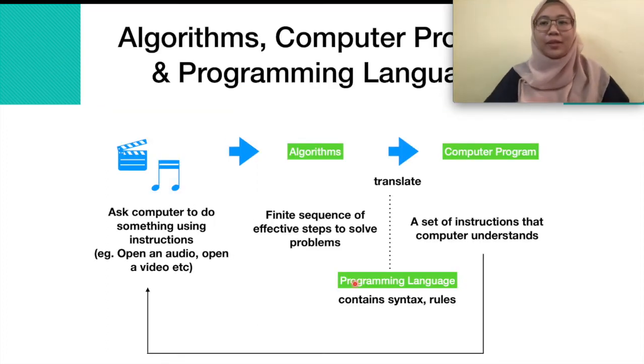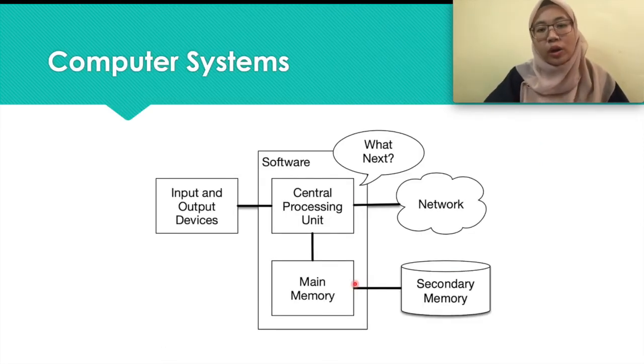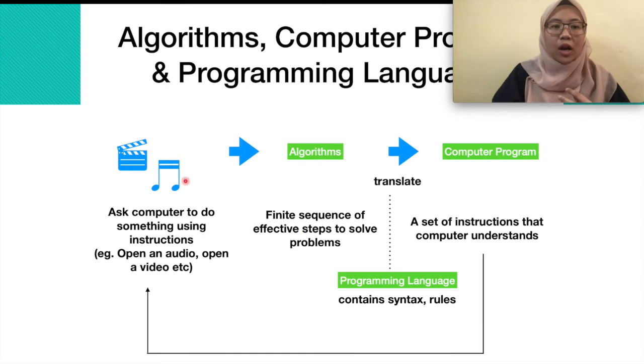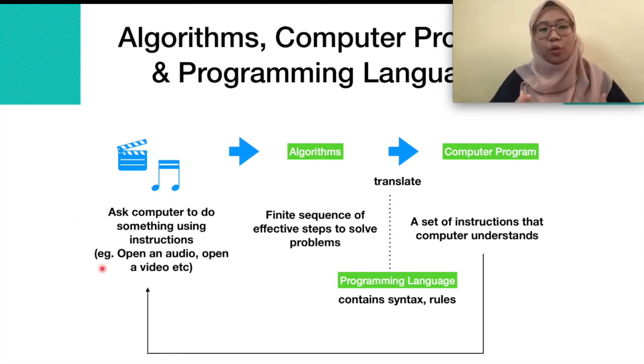Alright, so this is how the computer works. We need to understand how a computer works because later on we are going to write instructions to instruct the central processing unit. That is what a programmer does. A programmer writes instructions to instruct the central processing unit. So for example, if as a programmer I want to ask the computer to open an audio, what I do first is write the sequence that the computer needs to do.